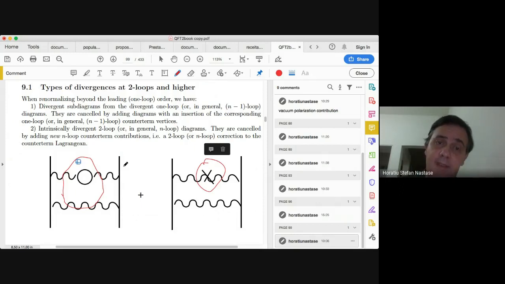However, the other possibility is that there are intrinsically divergent two loop diagrams, or in general n loop diagrams. So this will be cancelled by adding, in principle, new n loop counter terms. In this case, two loop counter terms. That is, we correct again the parameters of the Lagrangian by objects at the corresponding loop order.